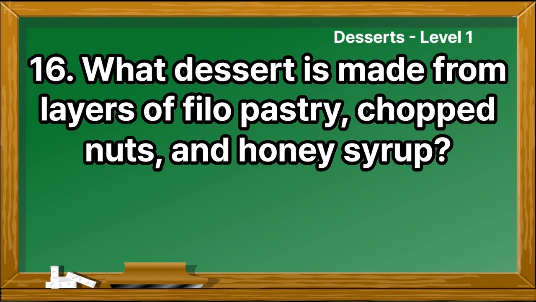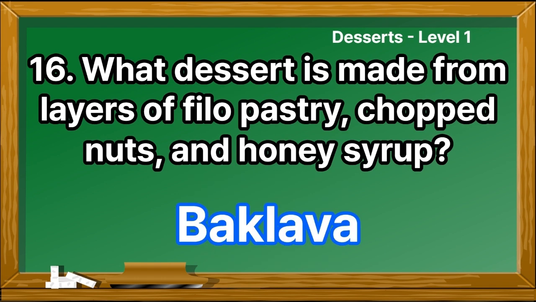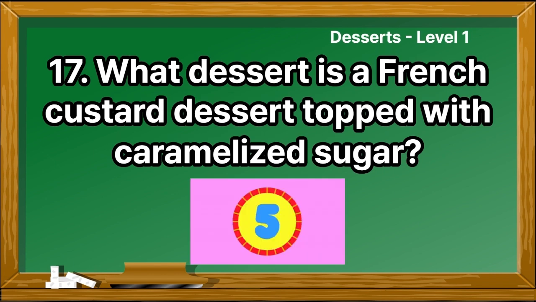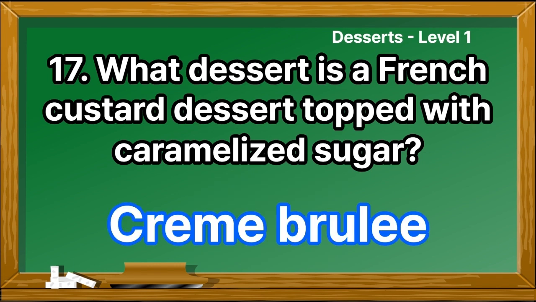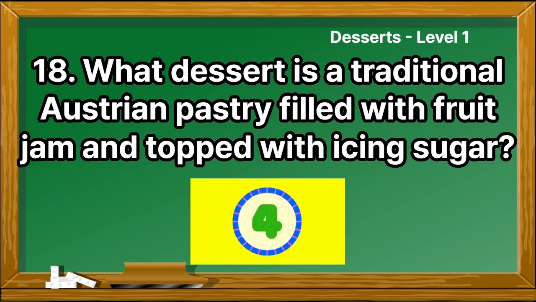What dessert is made from layers of phyllo pastry, chopped nuts, and honey syrup? Baklava. What dessert is a French custard dessert topped with caramelized sugar? Crème brûlée. What dessert is a traditional Austrian pastry filled with fruit jam and topped with icing sugar? Linzer torte.